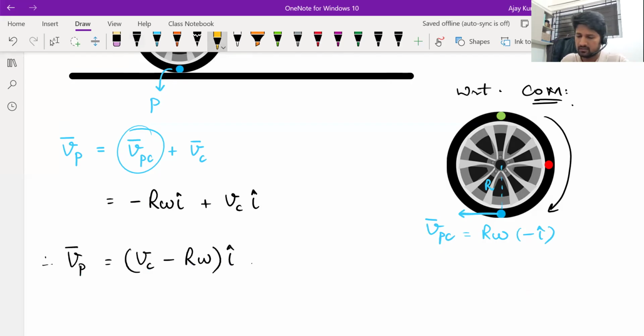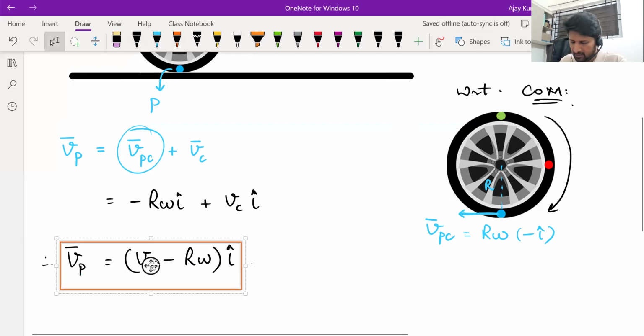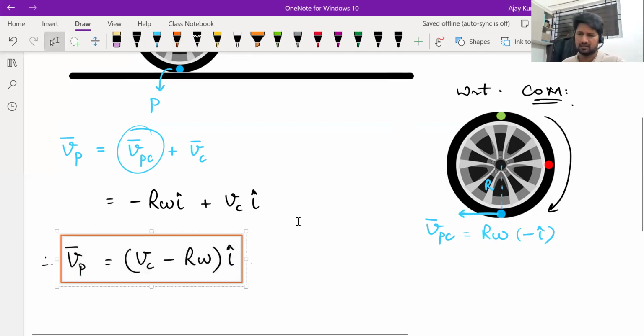This is very important. Okay, you should actually be very comfortable writing expression for velocity of any particle of a system in combined translation and rotation. If you can do that, solving problems based on rolling will be very easy. Okay.